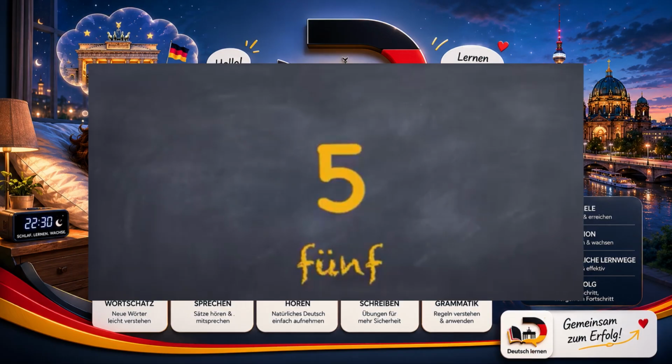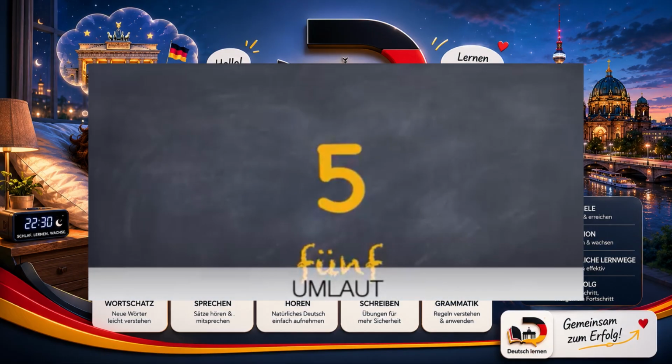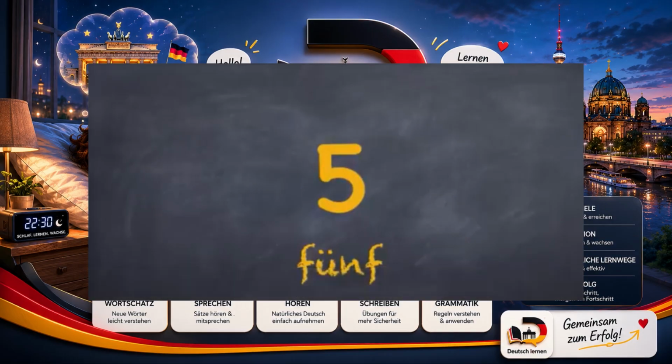Fünf. Once again, fünf. The two dots that you find on U are known as umlaut. You will pick up the pronunciation with a few more words that we will come across in the next few lessons.